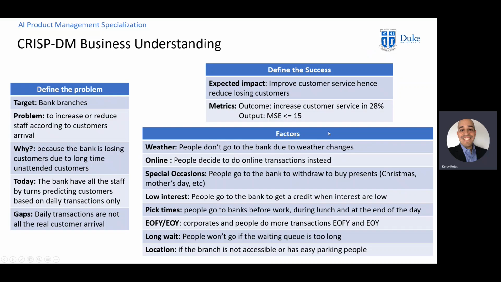In terms of the factors, there are different factors that can affect this solution. The weather, and online banking, which people are using more. For example, with the weather, people go to the bank because it's raining. Special occasions: people go to the bank to withdraw some money and to buy presents. Low interest: when there is low interest, people go there to get more credit. Peak times, because people like to go to the bank before work, during lunch, or at the end of the day. And at the financial year end or the end of the year, corporates and people go to the bank to do more transactions. Long waits: people won't go if they know the queue is too long. And location: if the branch is not accessible or has a busy car park, people won't go.